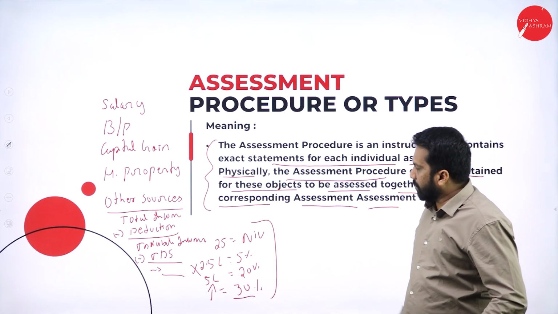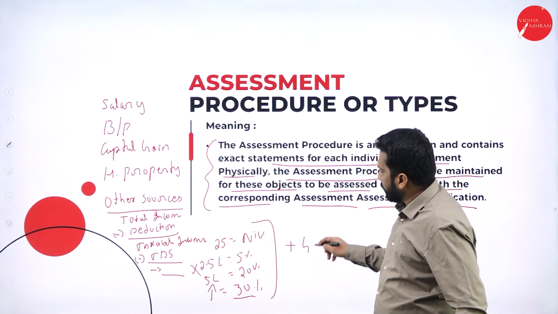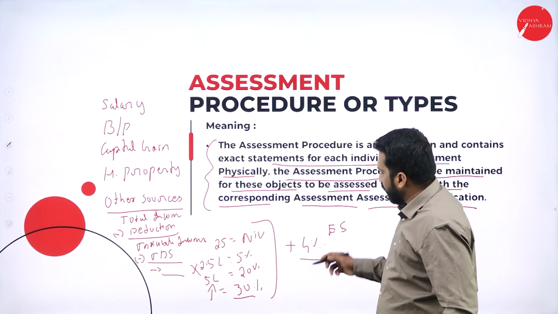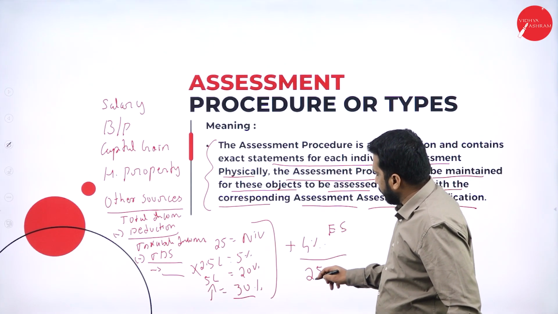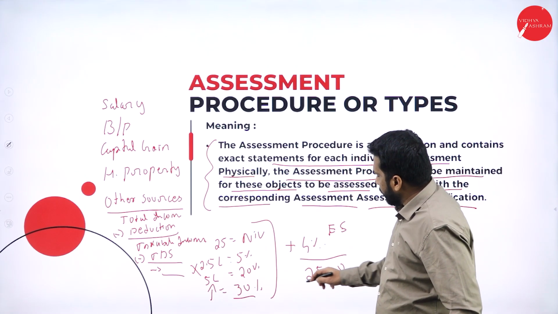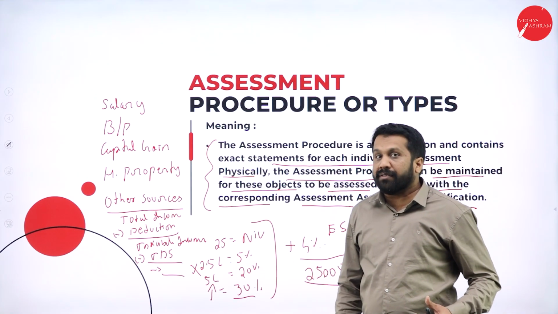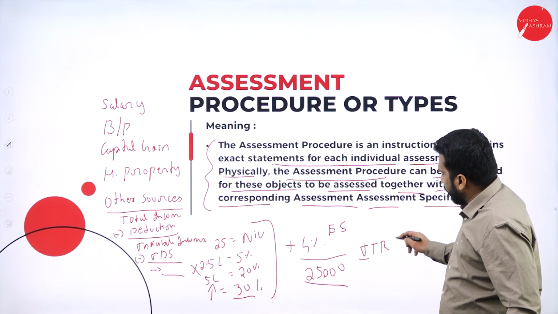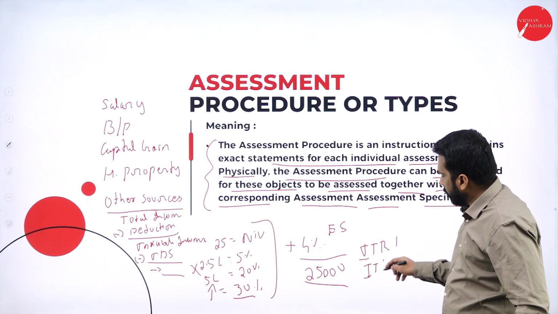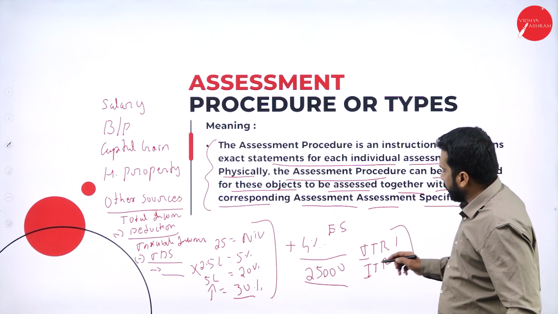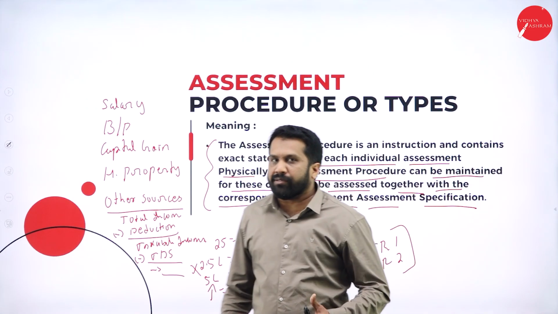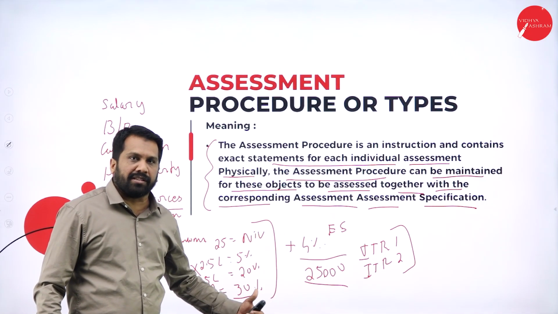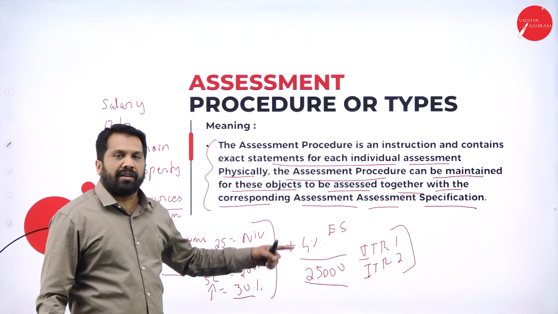After doing all the calculation, add 4% education cess. You will get some value. Assume that you will get 25,000 tax payable. For this tax payable, you have returns like ITR 1, ITR 2, like that. You have returns with challans. You have to fill that and you have to pay your tax. This is the actual procedure to do all your income tax.